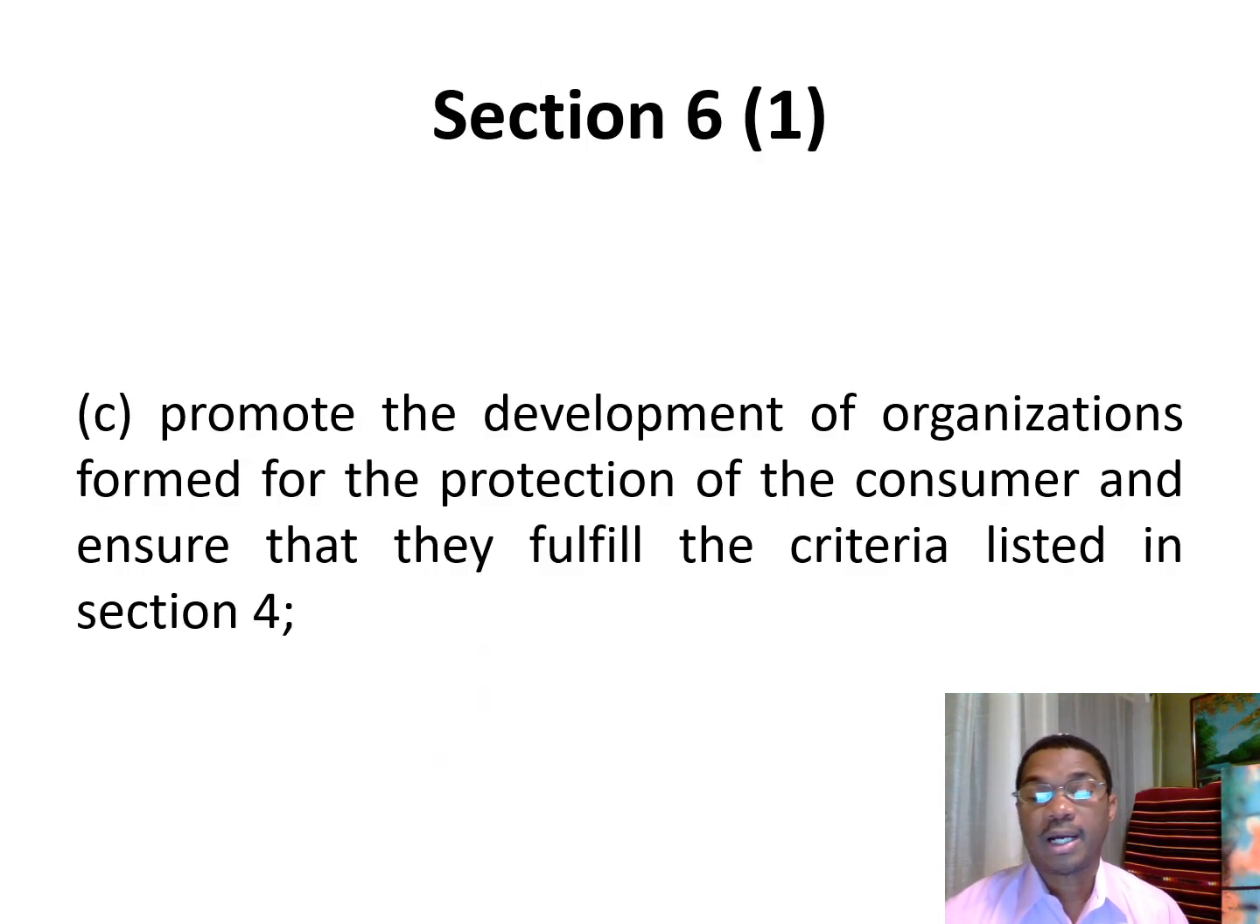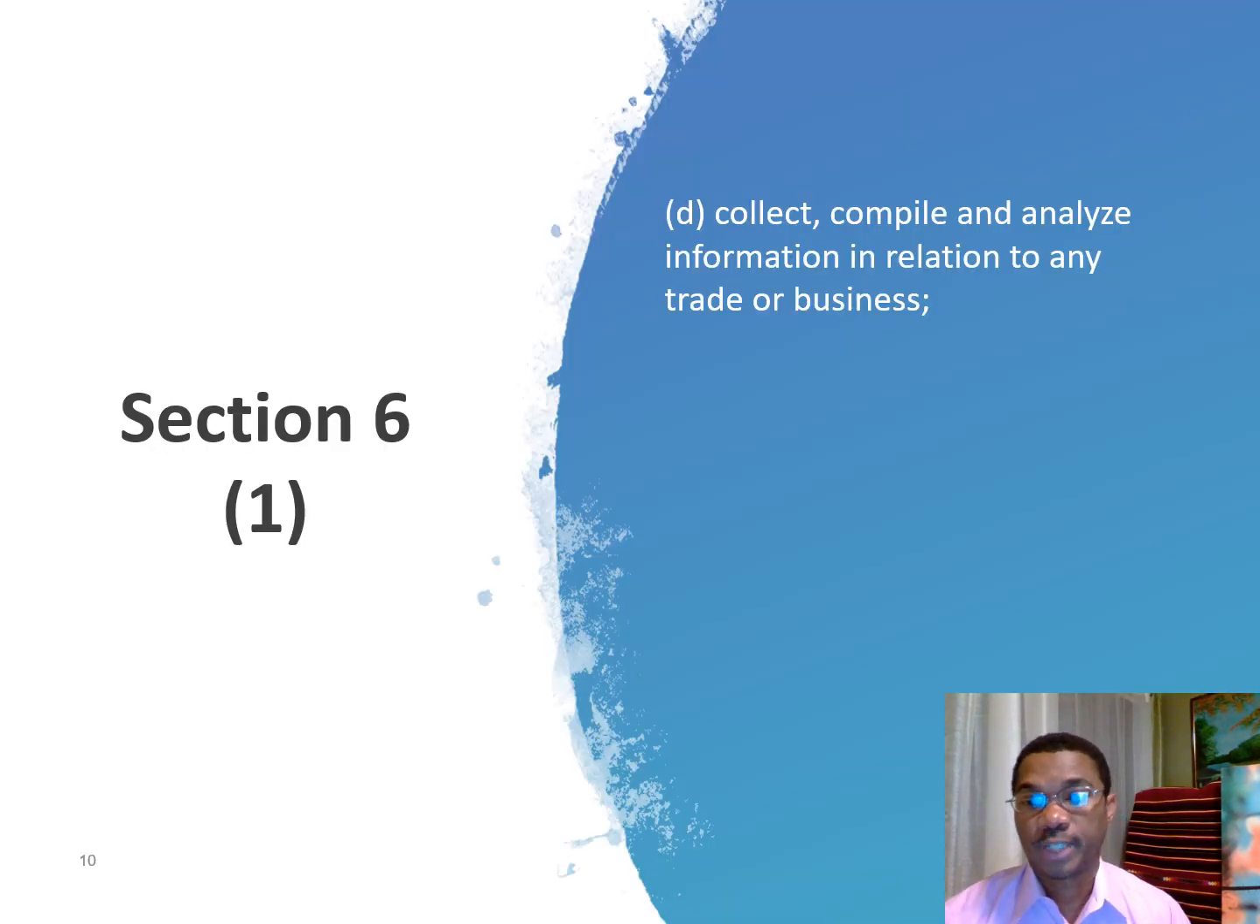So the third function of the Commission is to promote the development of organizations formed for the protection of the consumer and ensure that they fulfill the criteria listed in section 4 of the Act. So, encouraging the formation of consumer protection bodies and ensuring that they are trained. The fourth is found in paragraph B of section 6 subsection 1 of the Consumer Protection Act, which is to collect, compile, and analyze information in relation to any trade or business.